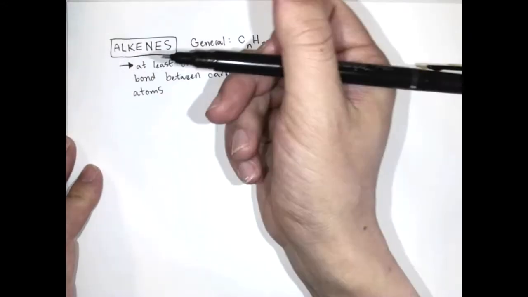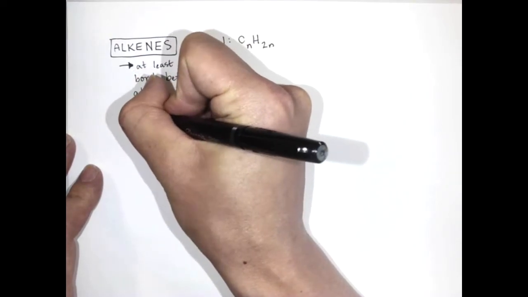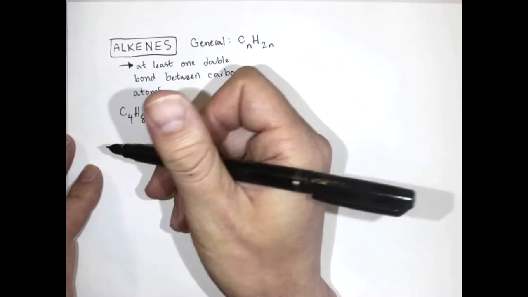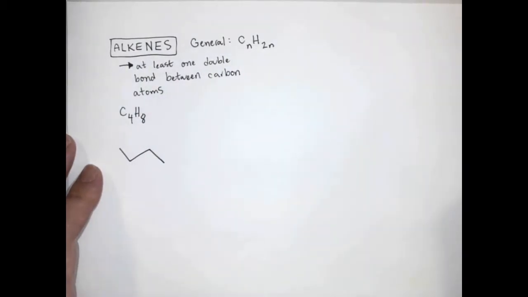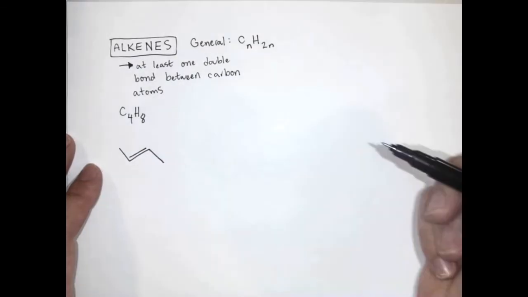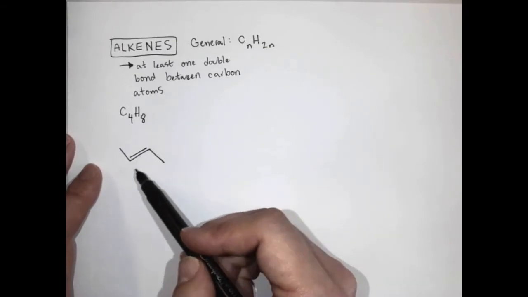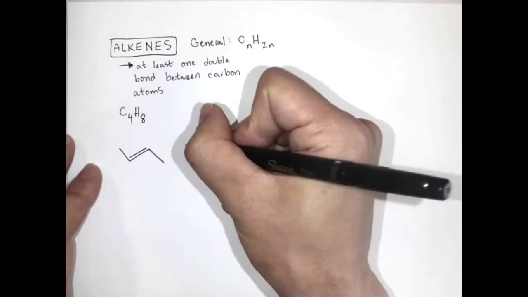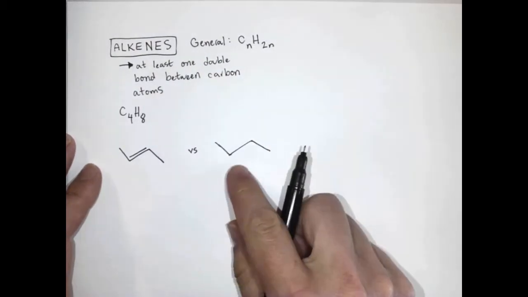So let's have a look at the first one, C4H8. So I'm going to draw the first alkene we're going to look at. And let's not name it yet. There's our first alkene, and this is the line structural formula for it. This is a 4-carbon alkene, and I want you to compare it to this 4-carbon alkane.